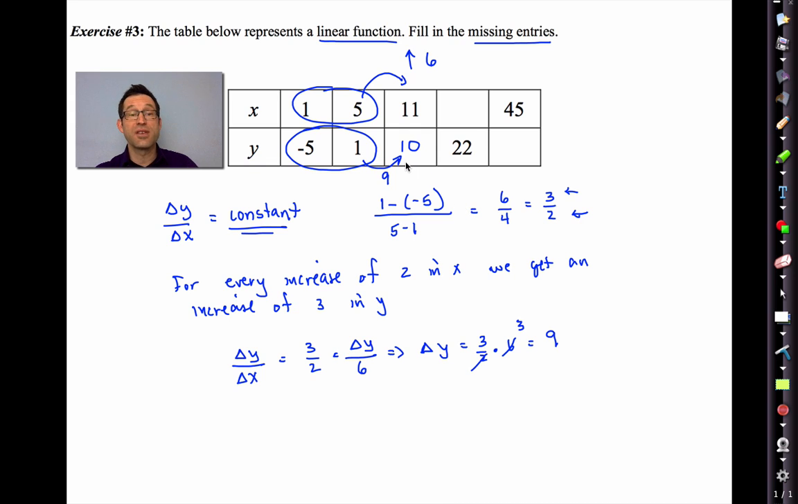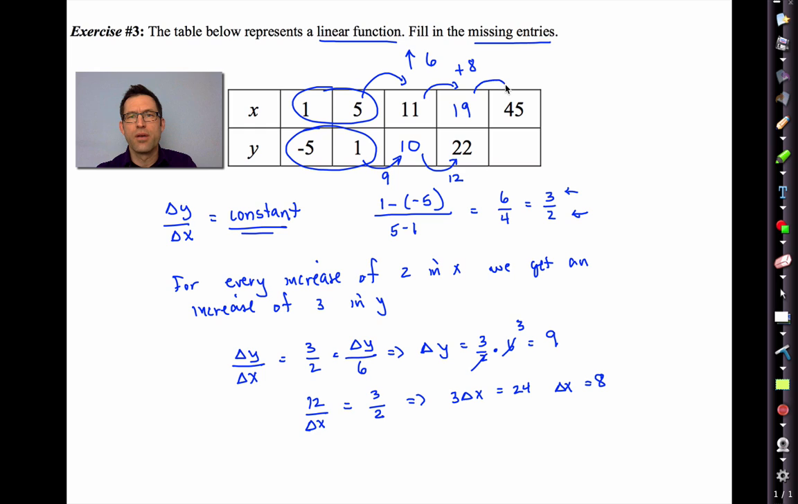Now watch this. I can do the same thing right here. Here, I see that my y goes up by 12. I just don't know my delta x. But I do know that the change in y to the change in x has to be 3 halves. So now I could do a little cross multiplying. 3 times my change in x would have to be 24. So my change in x would have to be 8. If y goes up by 12, x has to go up by 8, which means that's got to be 19.